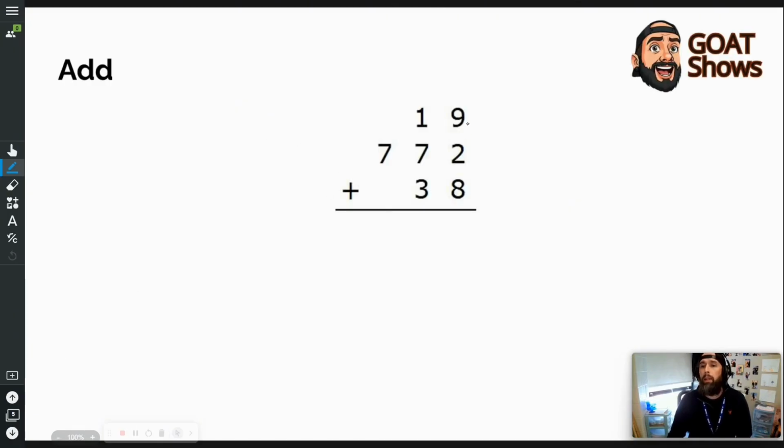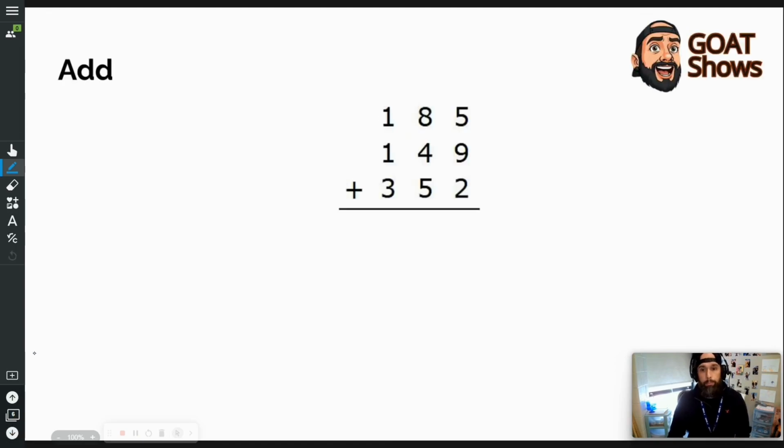Go all the way to the right. Start at the top and add. Don't forget your numbers along the way. 9 plus 2 is 11. 11 plus 8 is 19. Write out your 9, carry the 1. 1 plus 1 is 2. 2 plus 7 is 9. 9 plus 3 is 12. Write out your 2, carry the 1. 1 plus 7 is 8. That's it. 8 plus nothing else is still 8. 19 plus 772 plus 38 is 829.